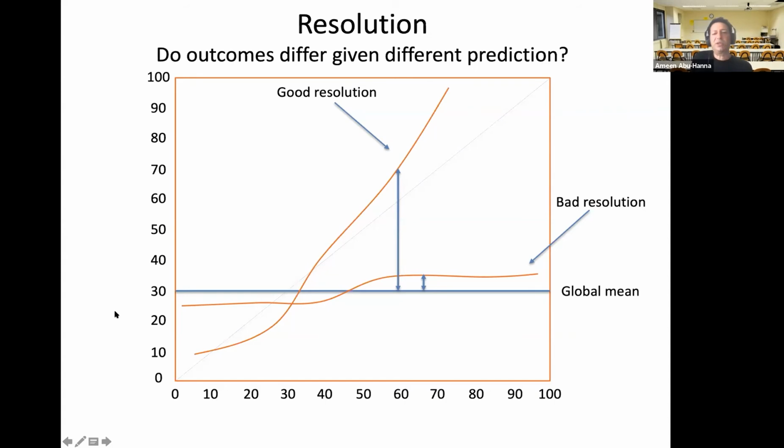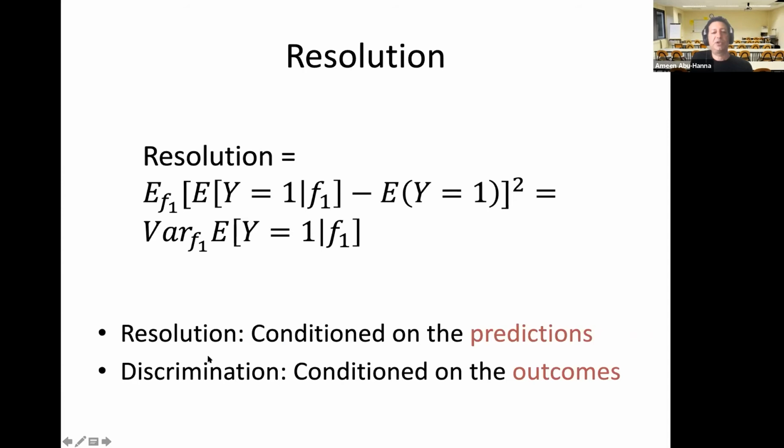I'll tell you what the difference is, because you can think, oh, but this is discrimination. It looks like discrimination a little bit, but in all these things, you can either look from the predicted probabilities or you can look from the outcomes. There are two different aspects that you can see in these graphs. Am I talking about the predictions or the true outcomes? I'll show you the difference in the next slide between resolution and discrimination.